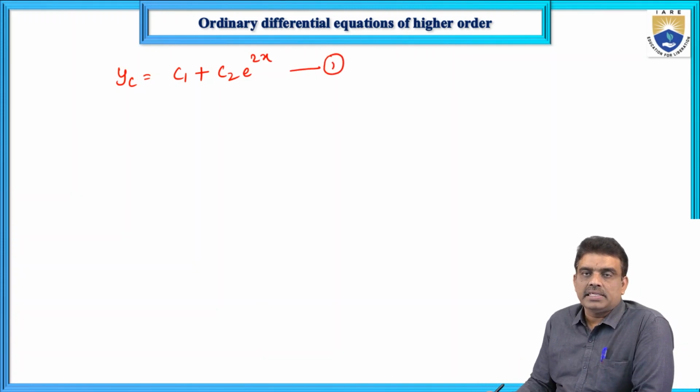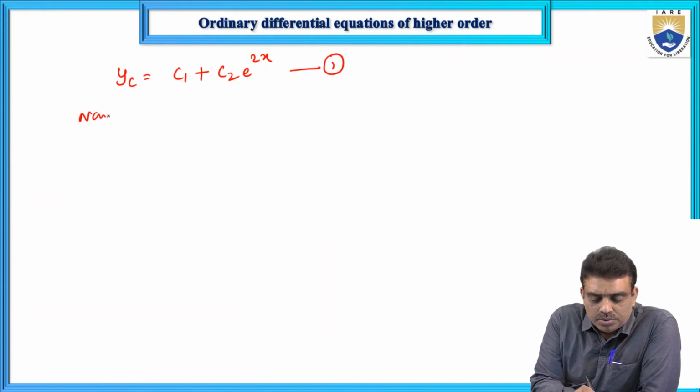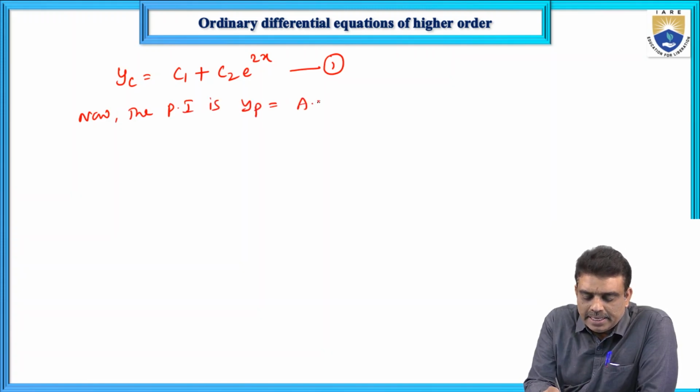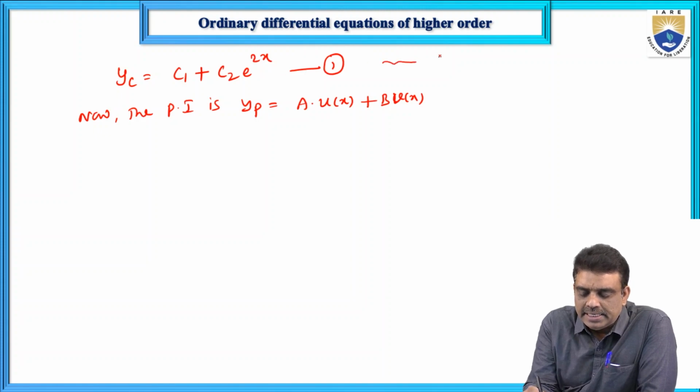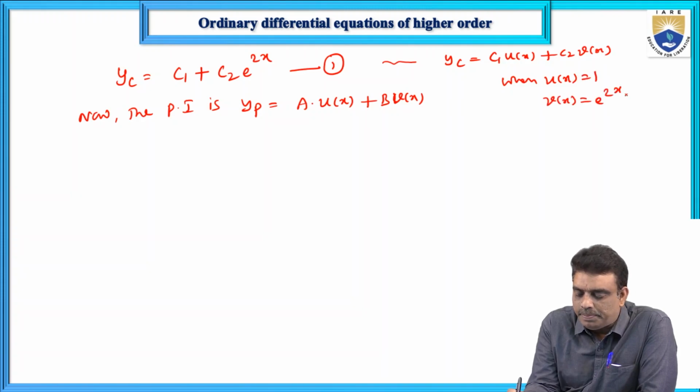So, in the method of variation of parameters, we change the parameters and we write the particular integral. Now, the particular integral yp is equal to, I am writing as, A into u of x plus B into v of x. And also, the yc is, in the notation, c1 into u of x plus c2 into v of x, where u of x is equal to 1 and v of x is equal to e power 2x.